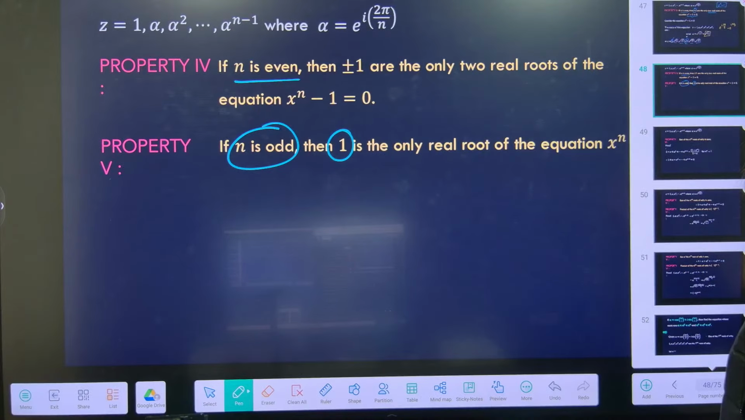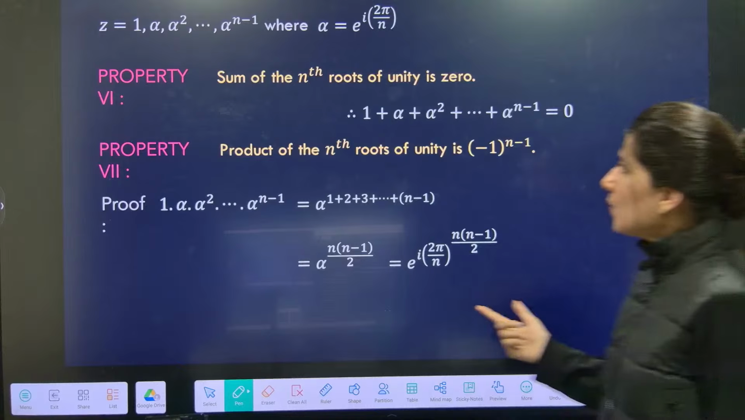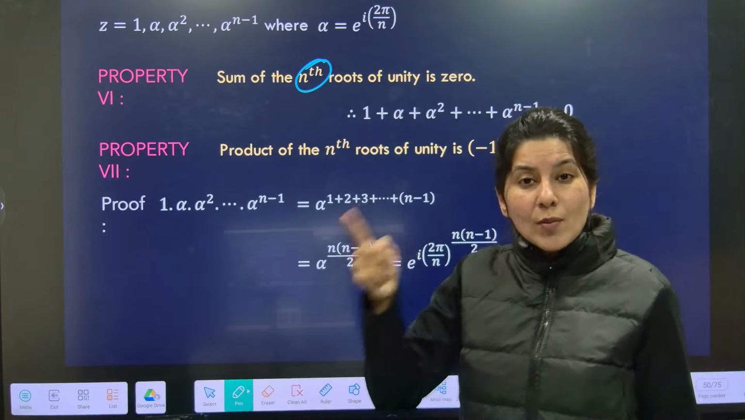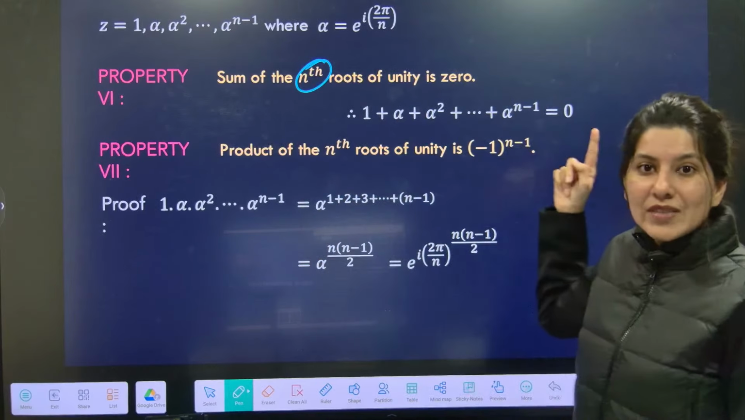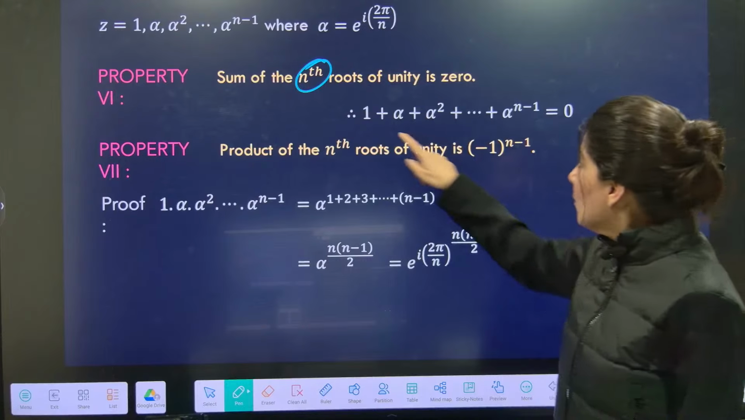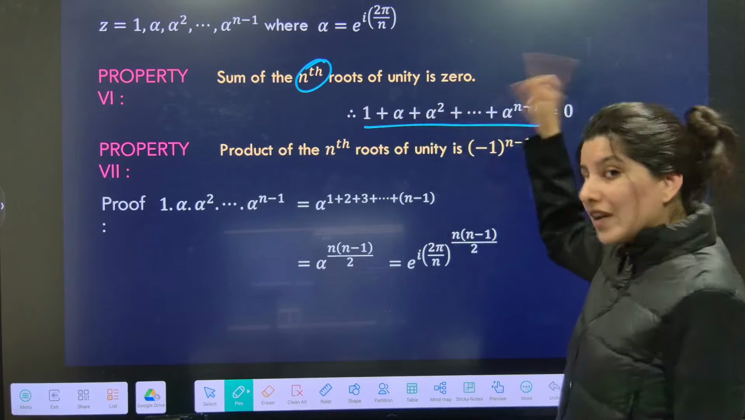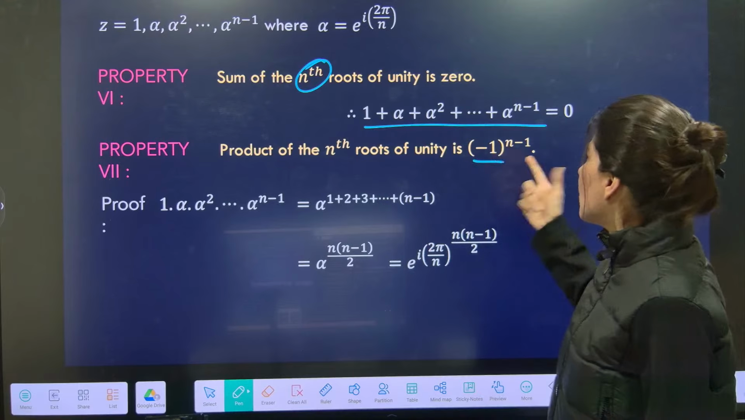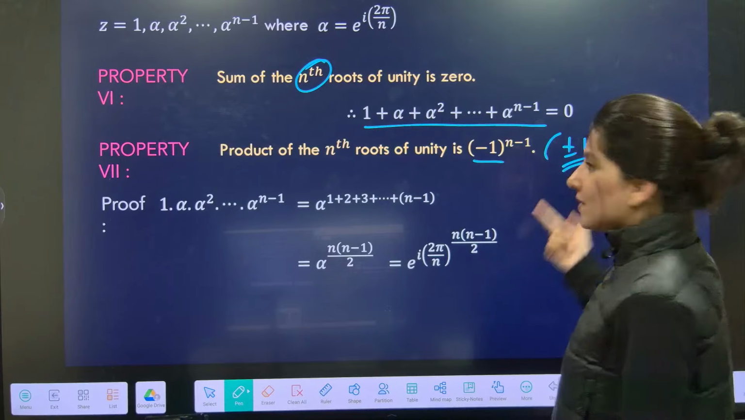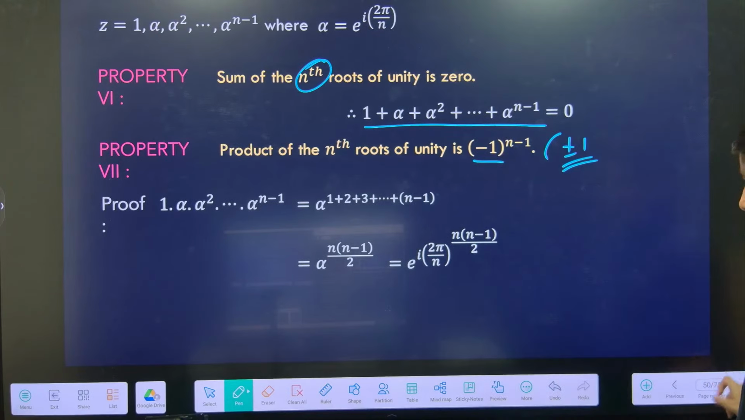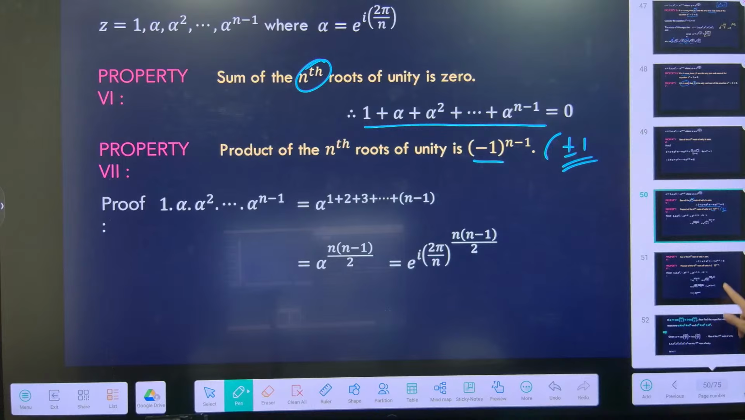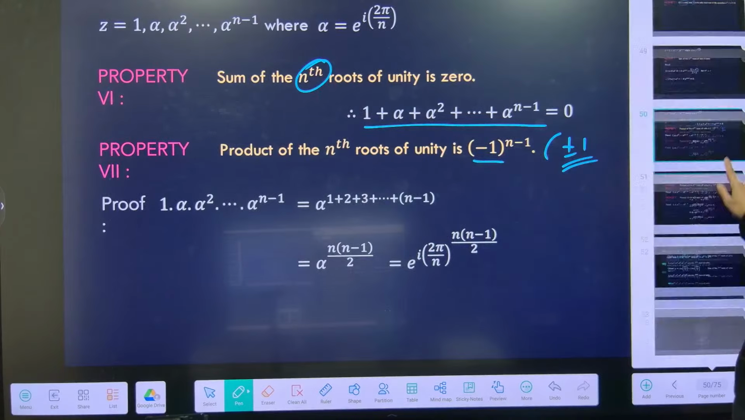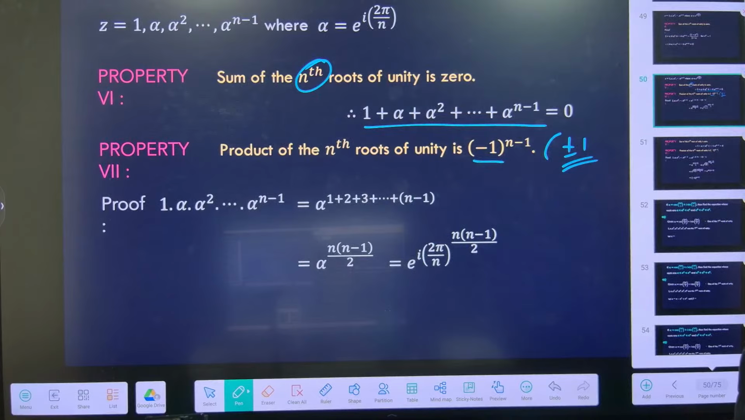Alright. Also, this is important. The sum of all the nth roots of unity is 0. Remember, 1 plus omega plus omega square was 0. The same can be extended over here: 1 plus alpha plus alpha square and so on, the sum of all the nth roots of unity is 0. And the product is what? Plus or minus 1, basically, depending on n. So it is going to be minus 1 power n minus 1, depending on whether n is even or odd. Okay. Alright.